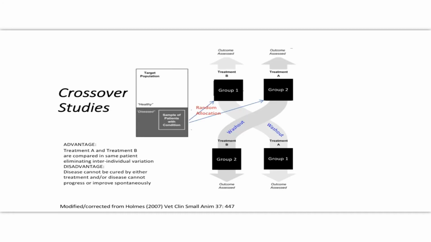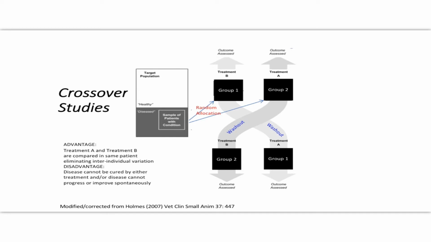Now, another type of study that you'll often see are called crossover studies. And basically, the advantage of a crossover study, particularly with regards to looking at treatments, we call treatment A and treatment B in this case, is that you can compare those treatments in the very same patient. That reduces inter-individual variation. This can be very significant.